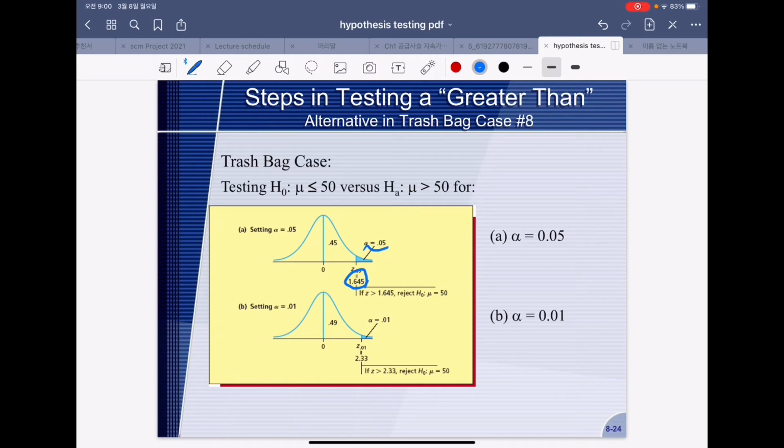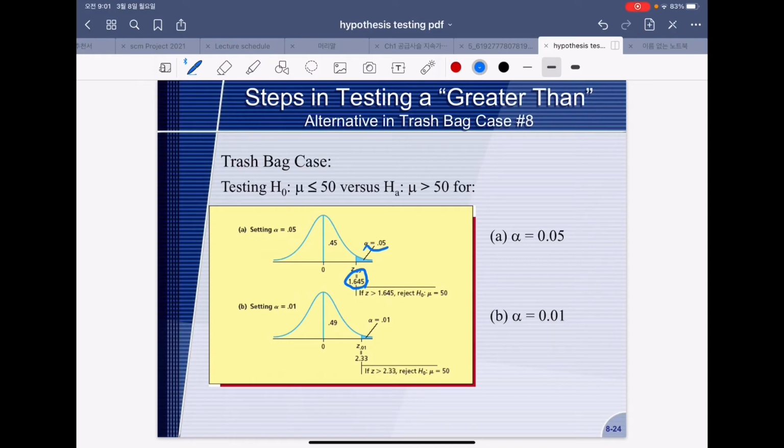If you set alpha as 0.01, then you have a different z value for that. In that case, z is 2.33. So if the test statistic is greater than 2.33, you reject the null hypothesis. That's the procedure of doing the hypothesis testing. So your conclusion depends on the level of alpha. When you do research, you have to specify the alpha value.